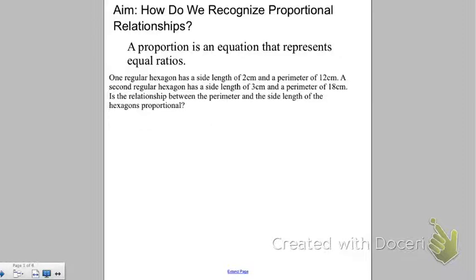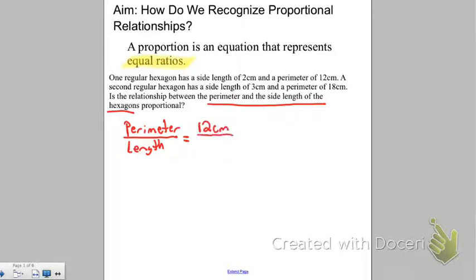From our definition, we know that a proportion is an equation that represents equal ratios. So I'm going to take my information and create ratios to see if my ratios are equal. I need to know the relationship between the perimeter and the side lengths. So I'm going to do the perimeter over the side length. For my first hexagon, the perimeter is 12 centimeters and the side length is 2 centimeters.